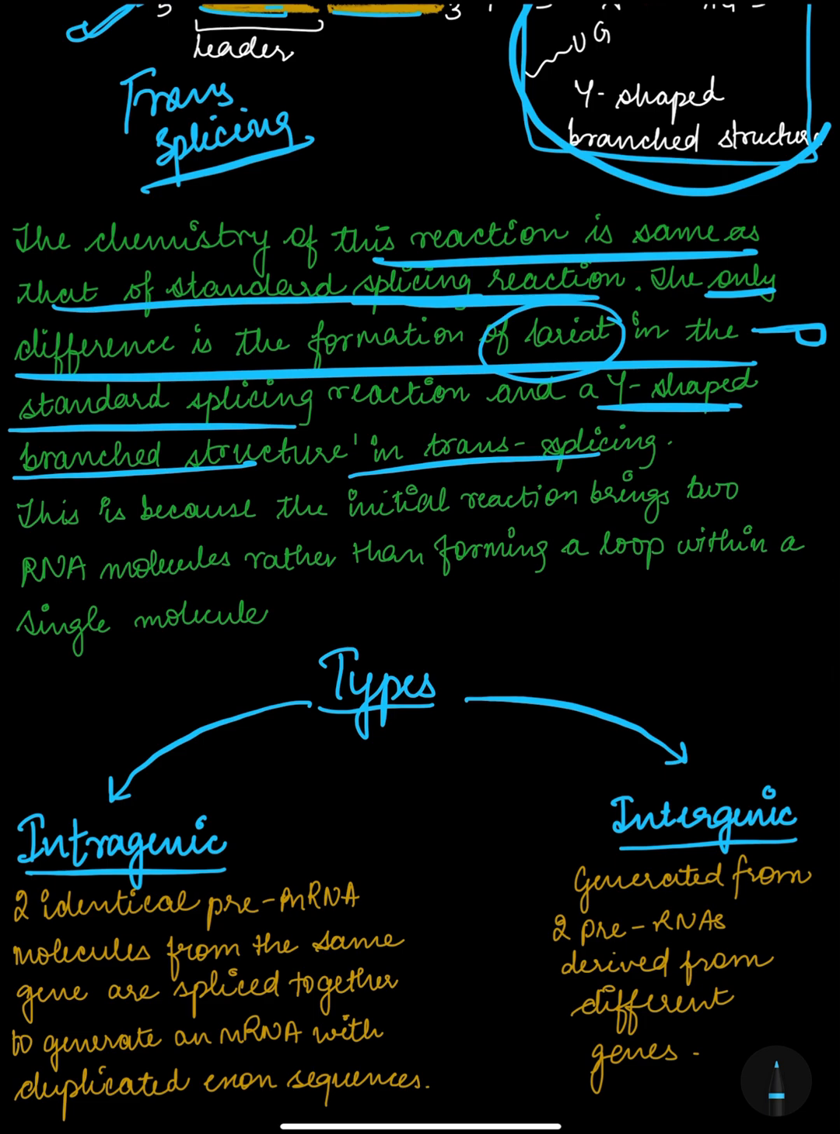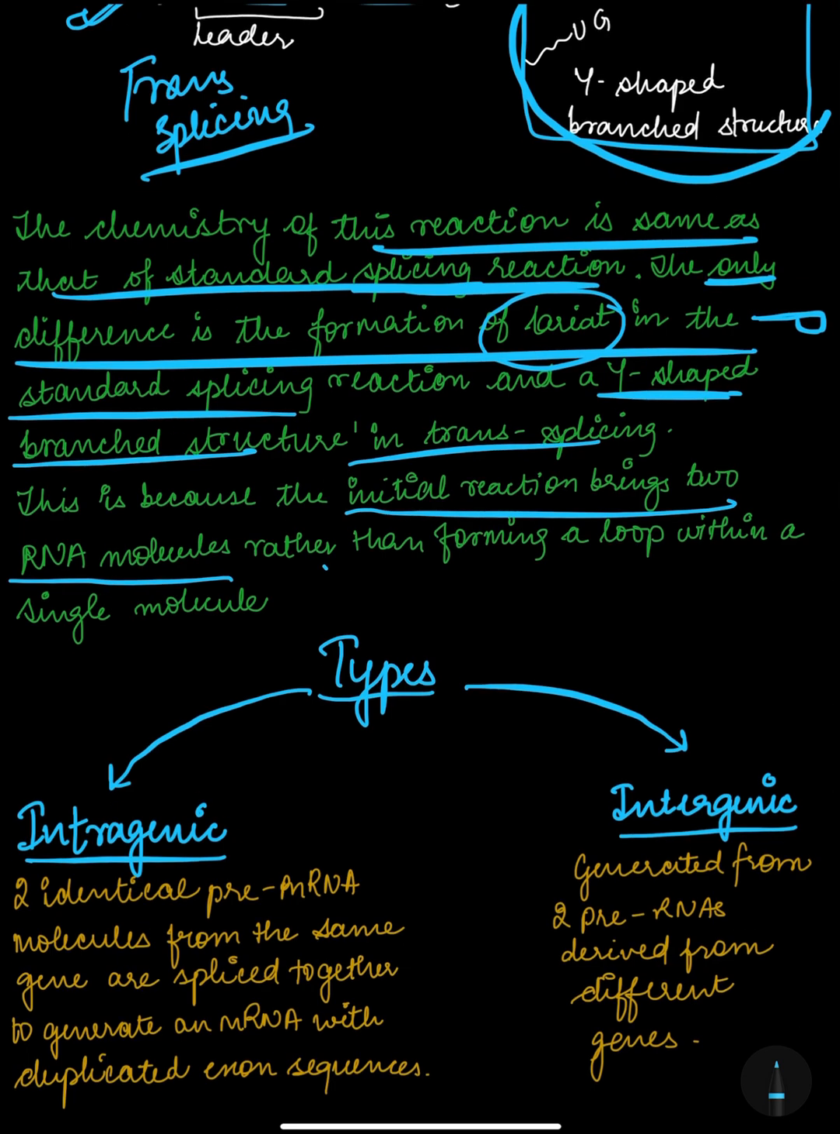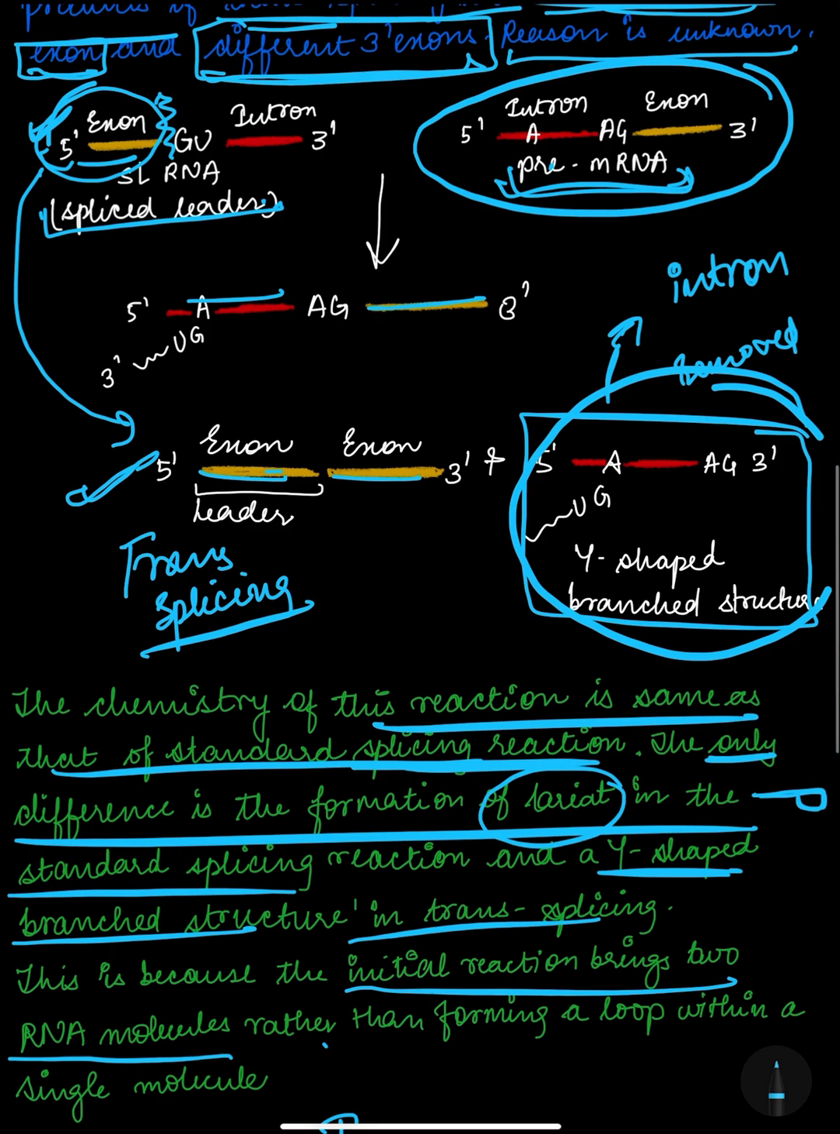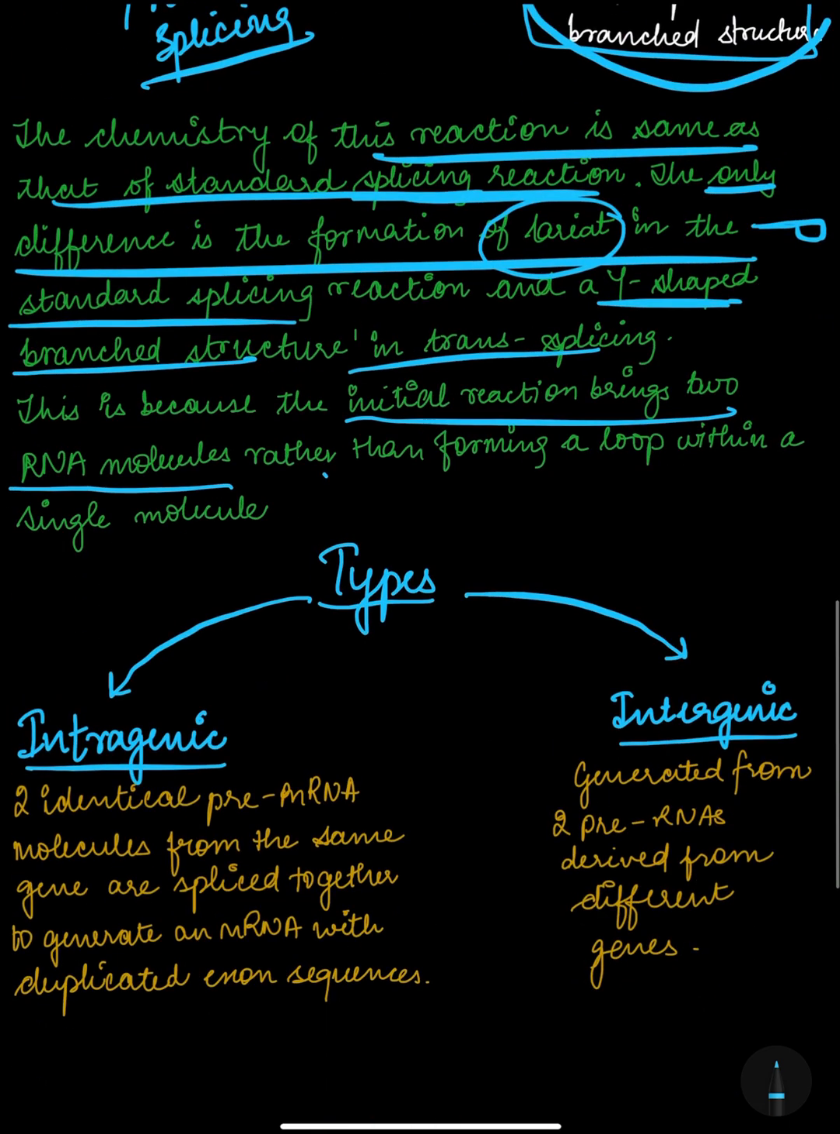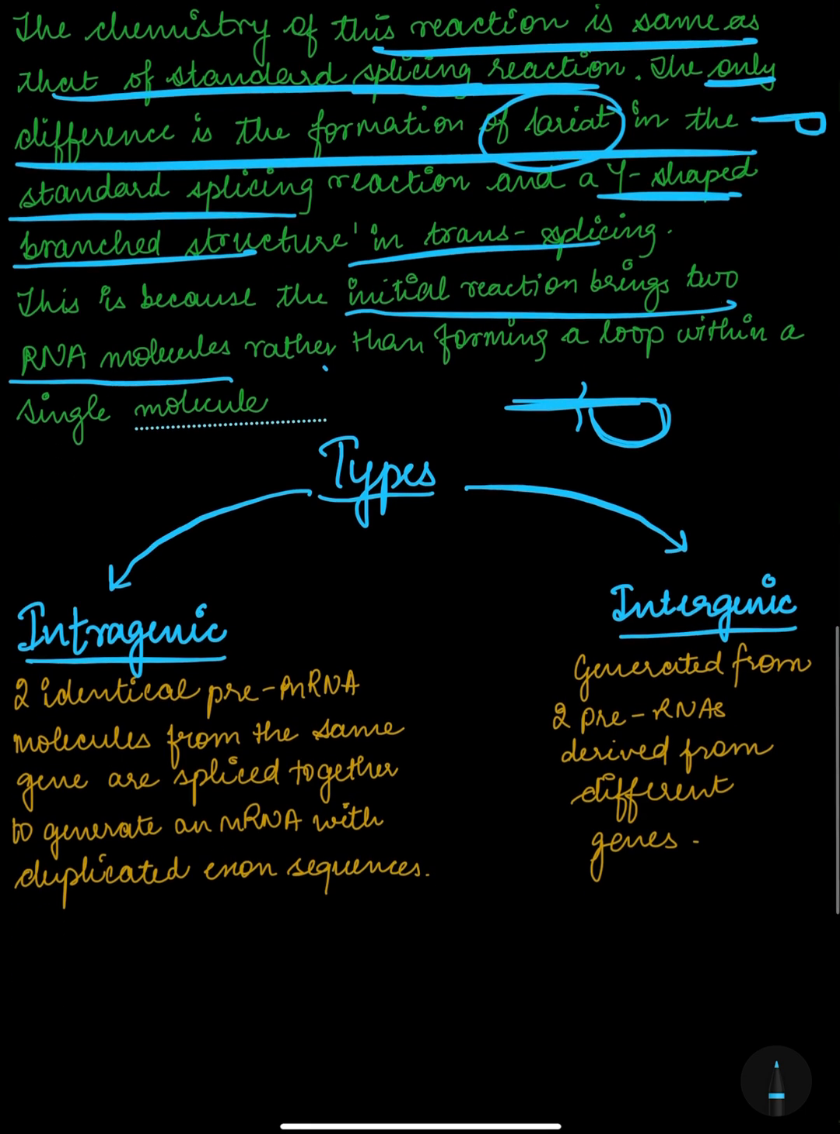This is because the initial reaction brings two RNA molecules together rather than forming a loop within a single molecule. Here we have seen two different molecules were brought together, and in standard splicing we see there is a single mRNA that undergoes lariat formation and then ligated, spliced and removed out.